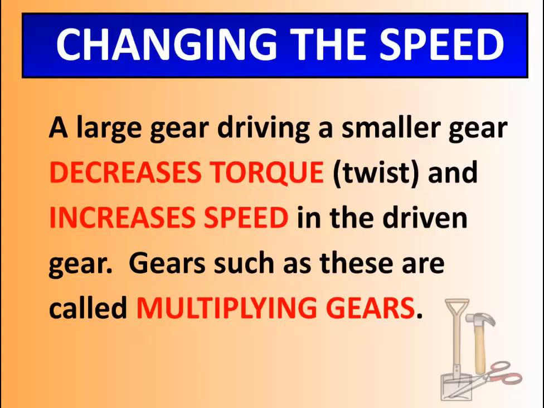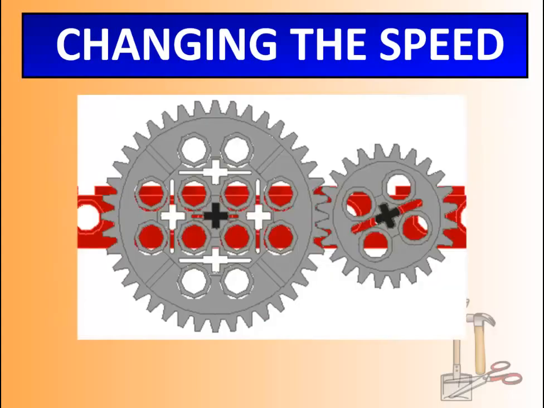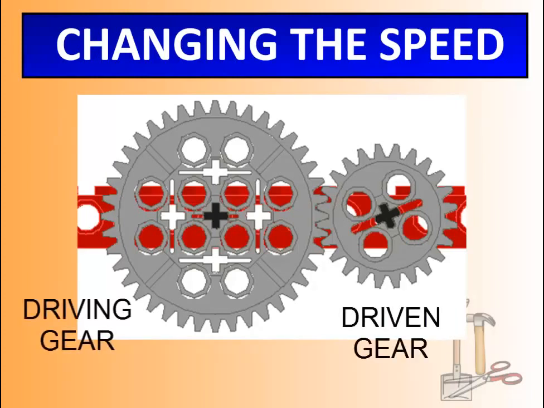These are called multiplying gears. And here's a good example. Look at how big the size of my driving gear is, and look at the size of my driven gear. Much, much smaller. So when you rotate the driving gear, you'd expect the driven gear to go faster, right? Because it's smaller. That also decreases torque.